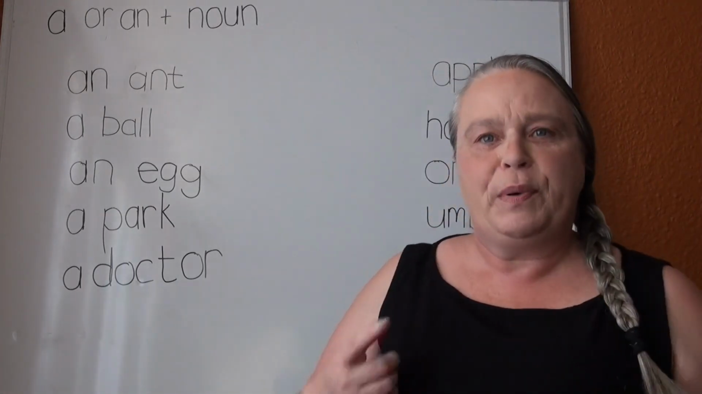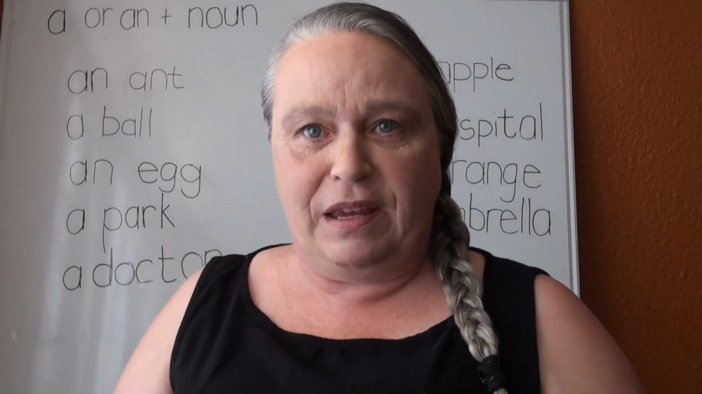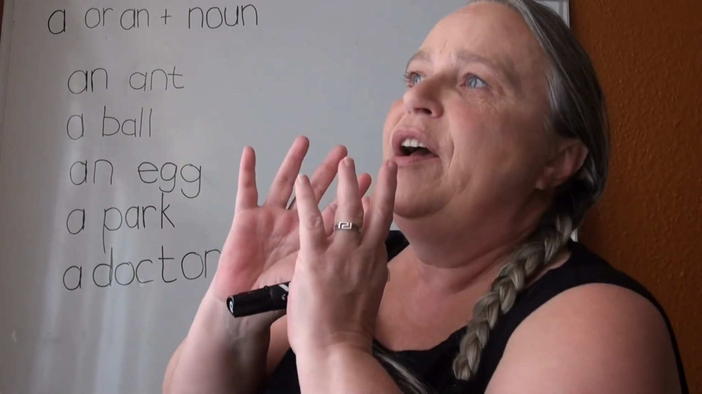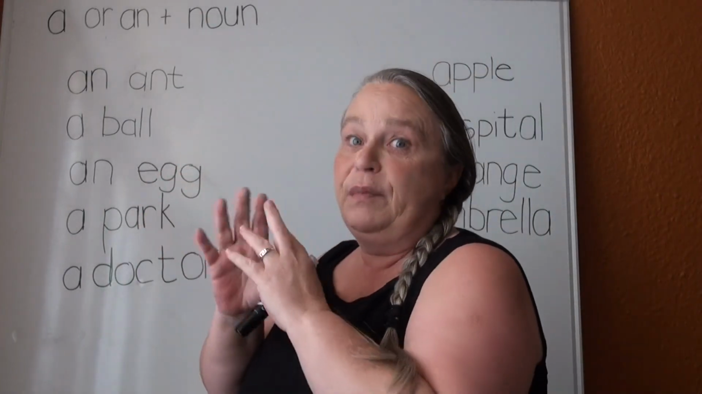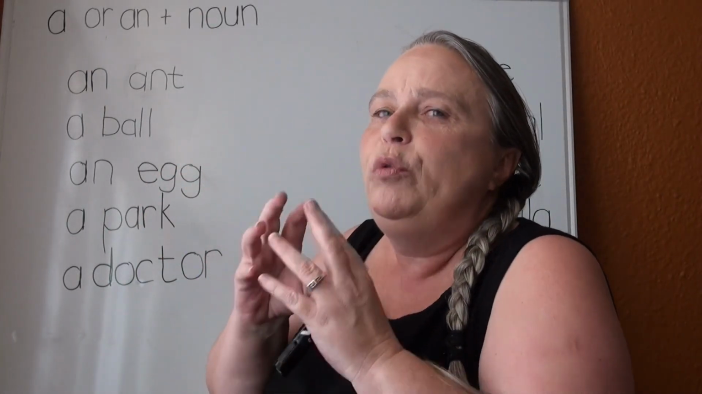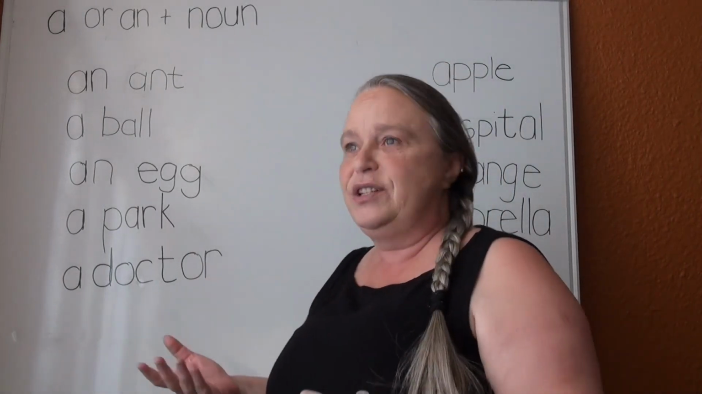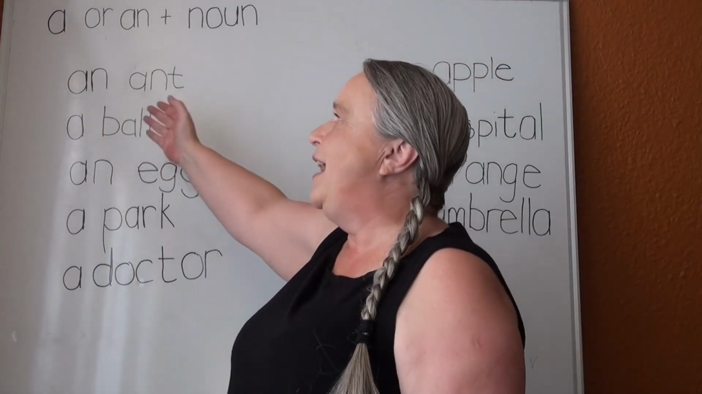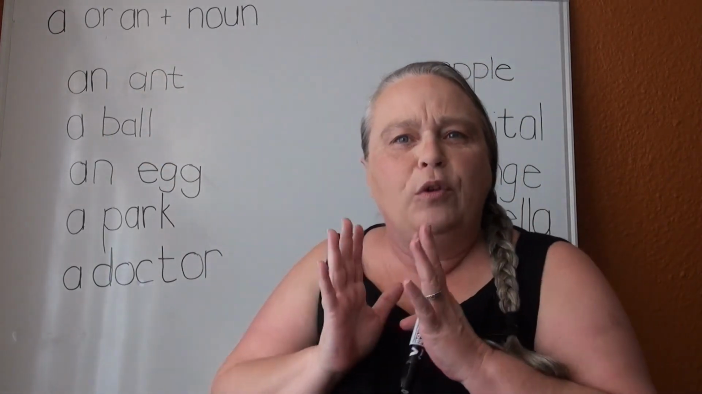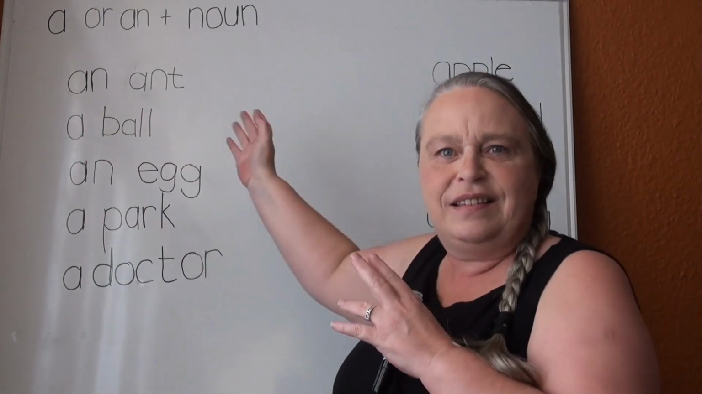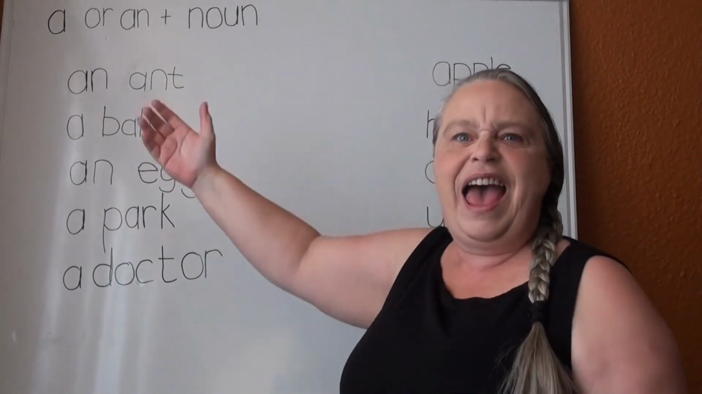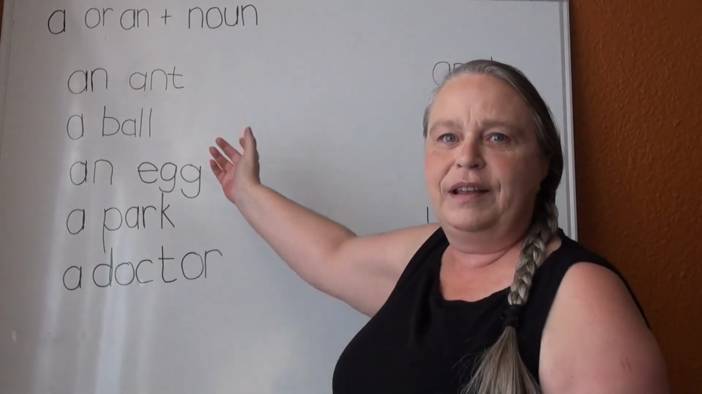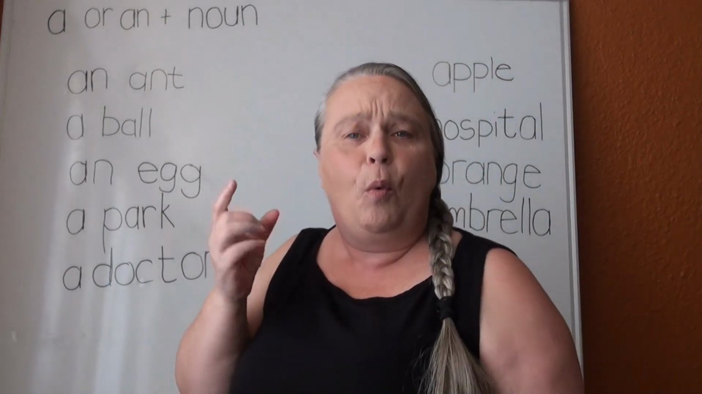Now, I want you to practice with me, because when we speak day to day, we don't say every vowel or word like a and an all the time very clearly. When we speak day to day, we will say an ant. The an and ant, we almost make one word. An ant. A ball, we'll say a ball. Do you hear? It almost sounds like it's one word.